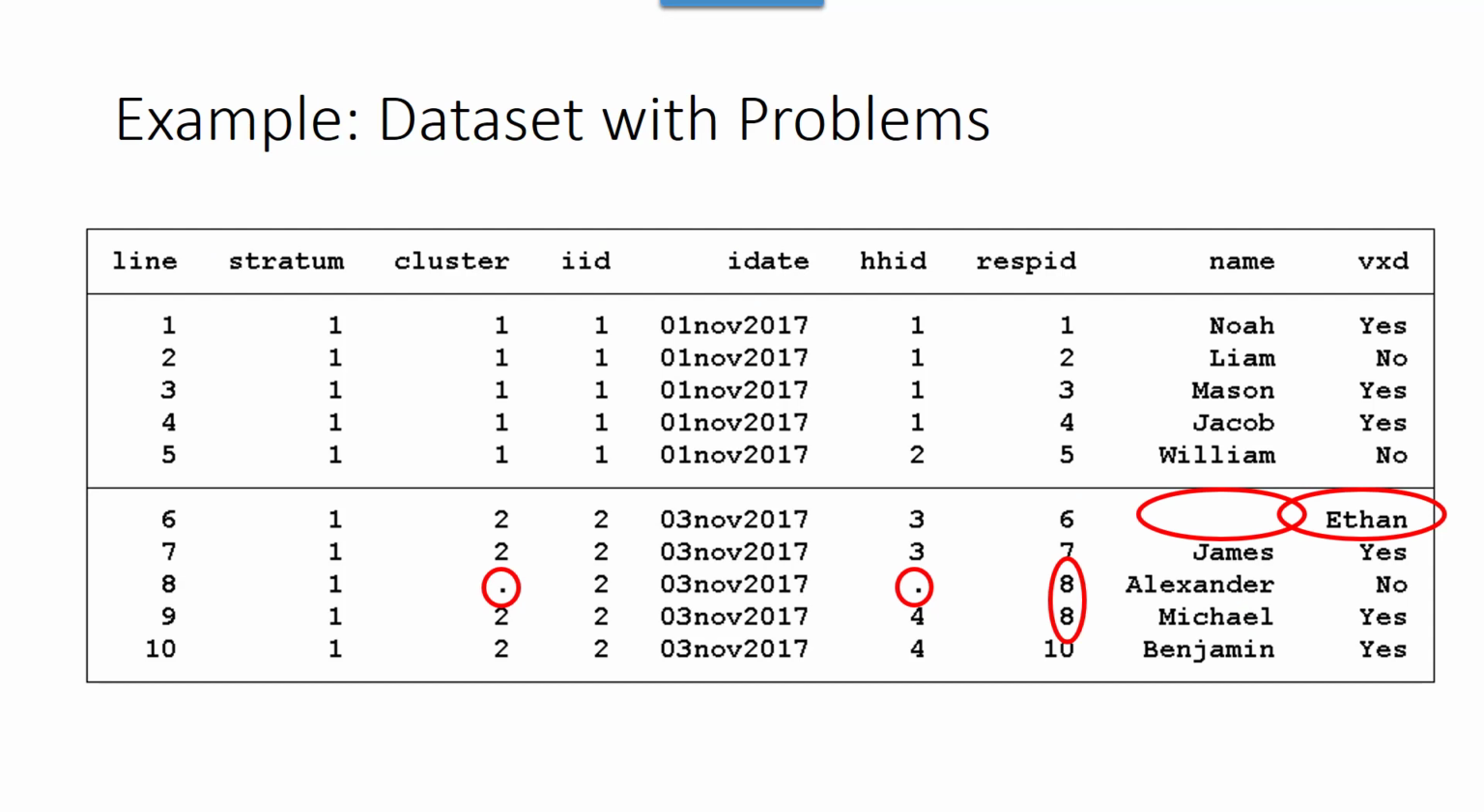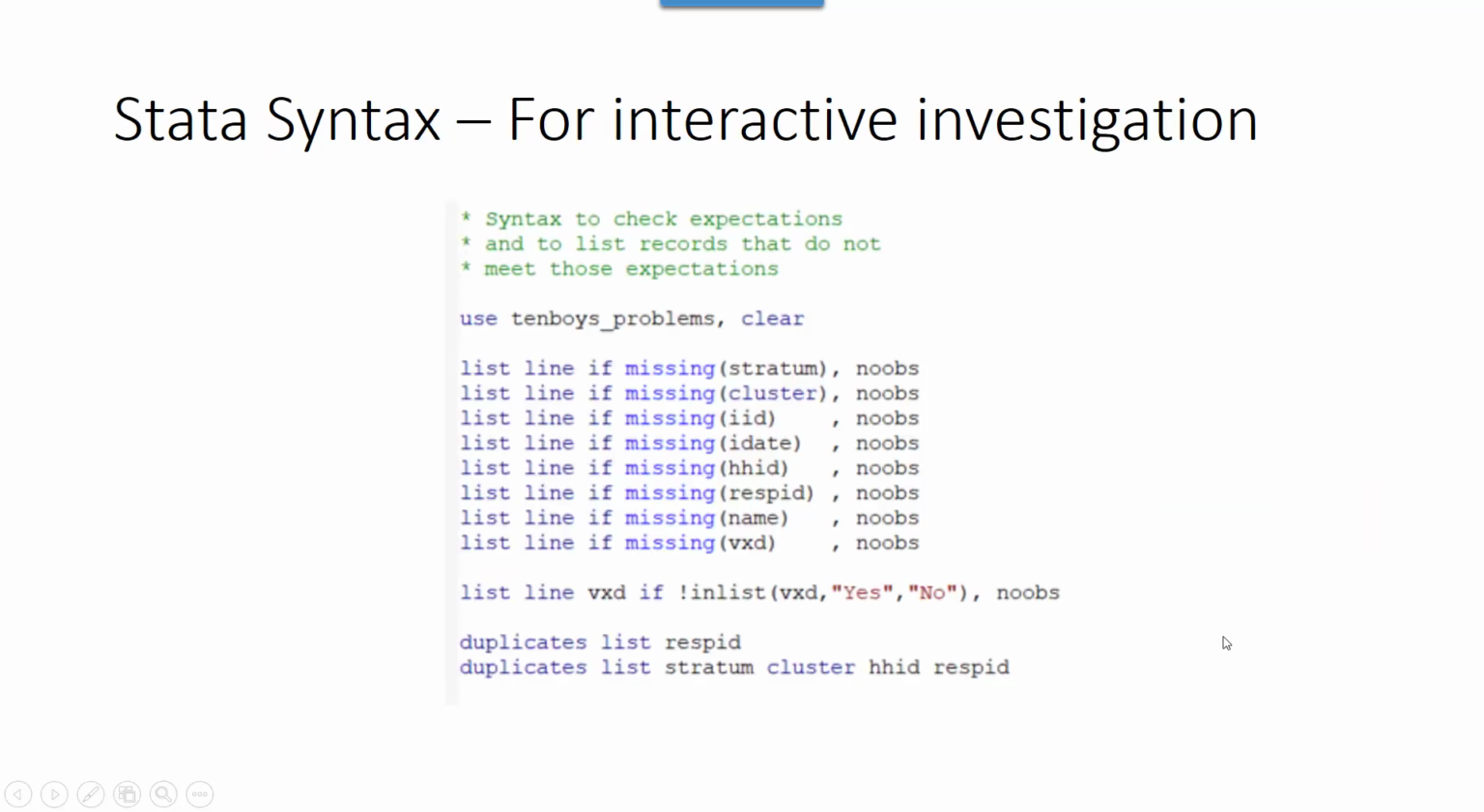Now, imagine that the data set didn't come clean, but in fact it was dirty in these ways. Cluster ID is missing in one row, as is the household ID. The respondent ID here is repeated. It should be a 9, but it was typed as an 8 here. And in row 6, the boy's name was mistyped. Instead of being typed in the name field, it was typed over in the VXD field. So the name is over here, and we're missing the VXD outcome.